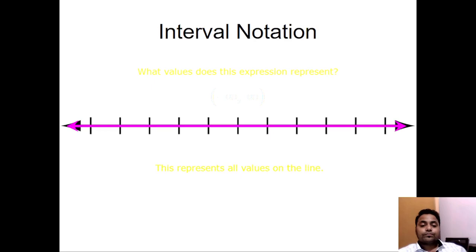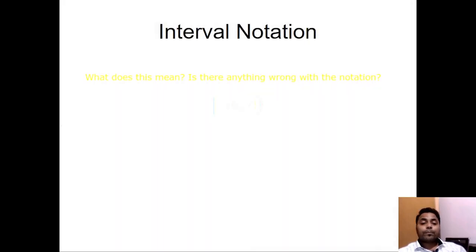Now here is the figure. You can see here this represents all the values on the number line, because the arrow goes in all the directions. So that's why all values will be included except plus infinity and minus infinity, because we cannot use that point.